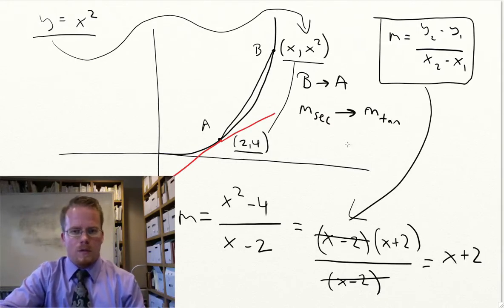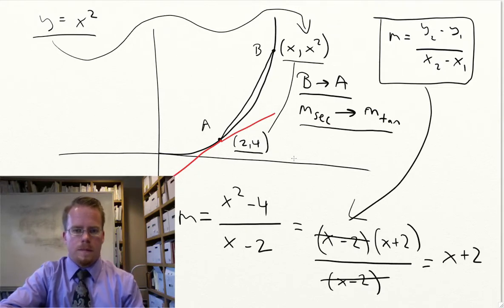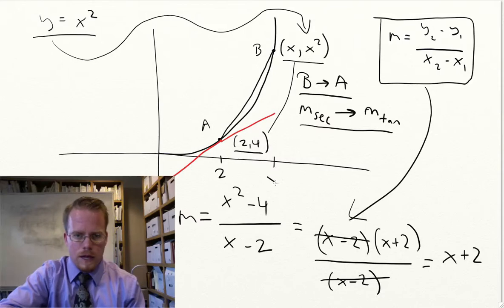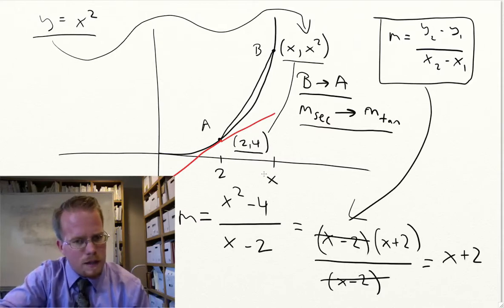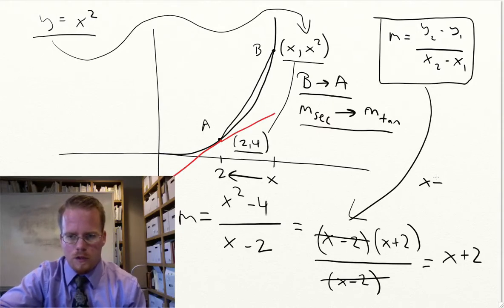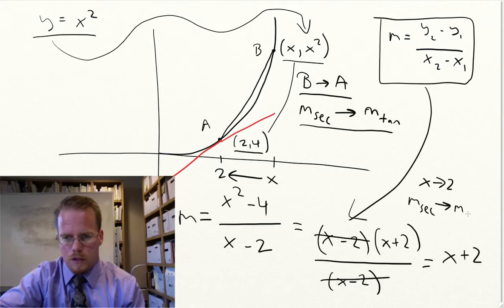Why is that so neat? Well, remember what we said in the visual approach. We said that as the point B approaches A, the slope of the secant line approaches the slope of the tangent line. If I put these markers here to show that the x-coordinate of A is 2 and the x-coordinate of B is equal to x, then I can change my limit statement and say as x approaches 2, the slope of the secant line approaches the slope of the tangent line.